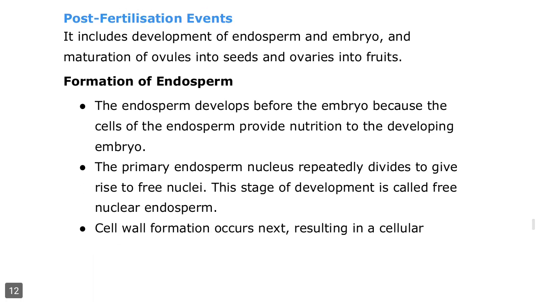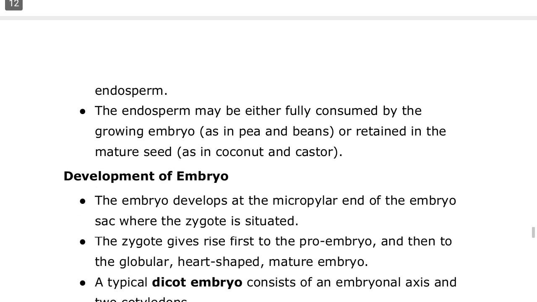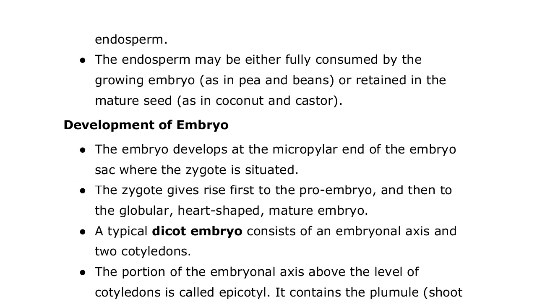Formation of endosperm. The endosperm develops before the embryo because the cells of the endosperm provide nutrition to the developing embryo. The primary endosperm nucleus repeatedly divides to give rise to free nuclei. This stage of development is called free nuclear endosperm. Cell wall formation occurs next, resulting in a cellular endosperm. The endosperm may be either fully consumed by the growing embryo, as in pea and beans, or retained in the matured seed, as in coconut and castor.